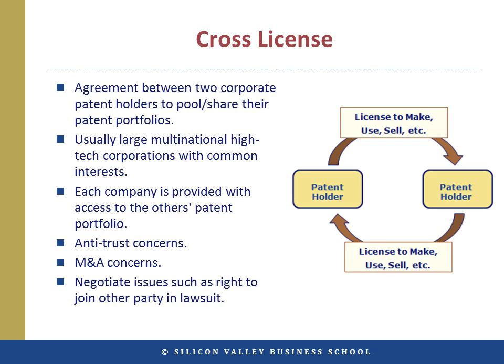When it comes to jointly pooling patents to defend against others, the parties have to negotiate the rights to join each other in lawsuits. Whether the joinder is voluntary or obligatory can be the source of some discussion. If one of the parties is acquired by a competitor, the collaborative nature of the relationship could be broken, so termination arrangements have to be carefully negotiated.